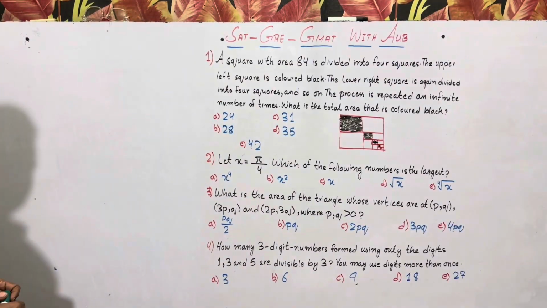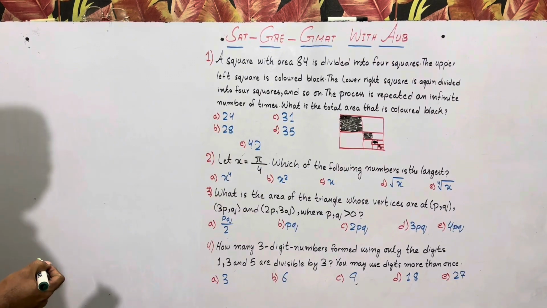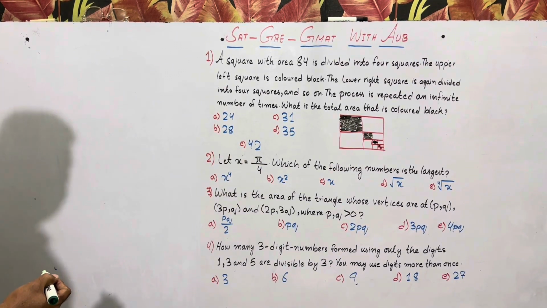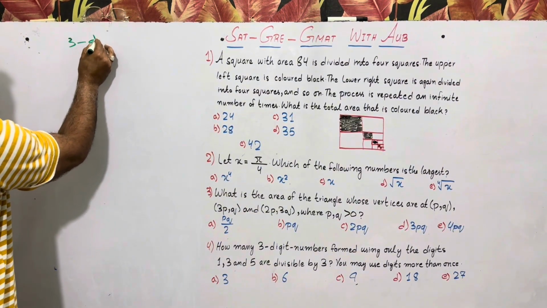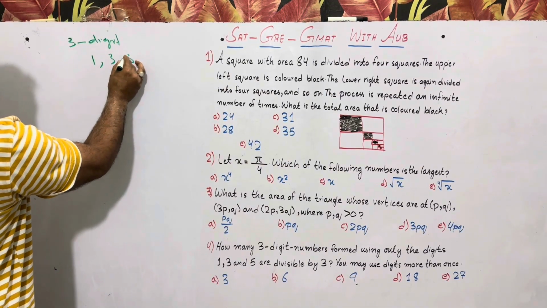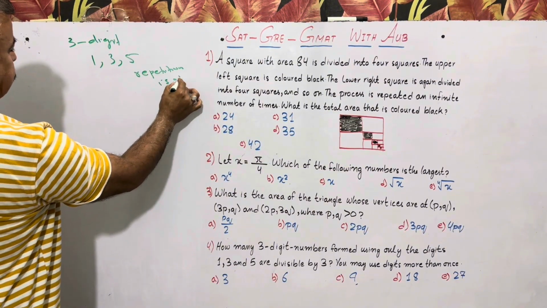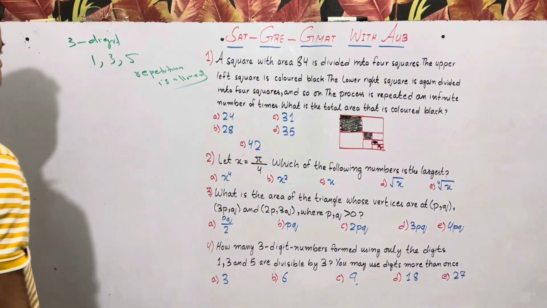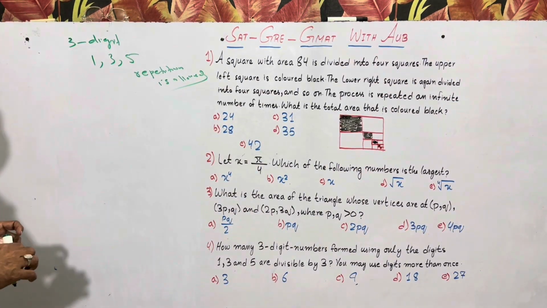Question number 4 demands from us: how many 3-digit numbers formed using only the digits 1, 3, 5 are divisible by 3? You may use digits more than once, meaning repetition is allowed. We are asked to find 3-digit numbers using the digits 1, 3, 5, repetition is allowed. And the foremost condition is that our number must be divisible by 3.